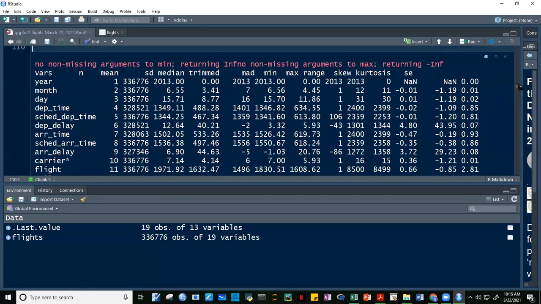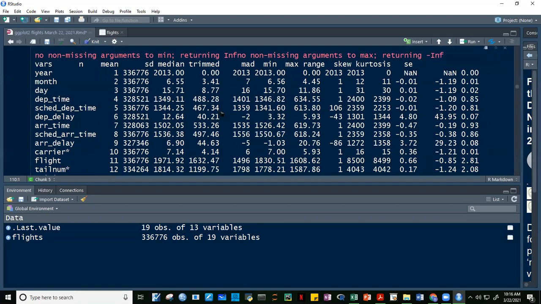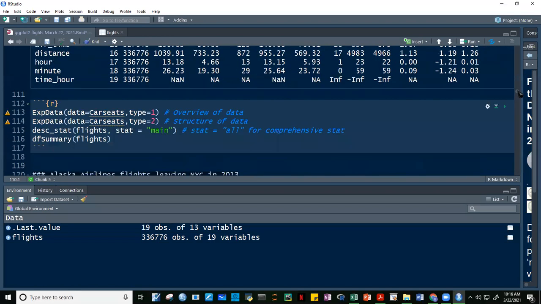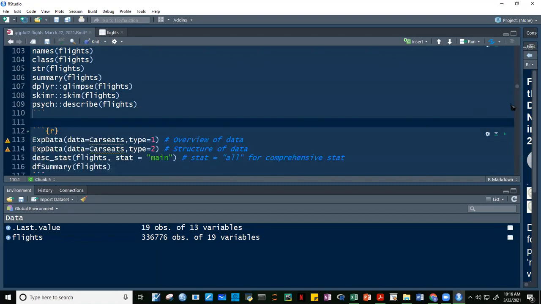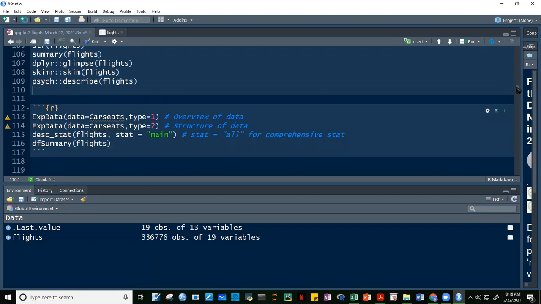All right, as you can see here, guys, ano yung mga descriptive stats na binibigay sa atin nito? Standard deviation, median, trimmed median, mean absolute deviation, mean, max, range, skew, kurtosis, standard error. So these are some descriptive stats for all the variables that we have. We can use that. Okay, yung psych describe. So let me hurry up a bit.